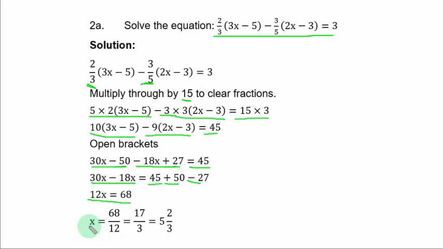To get s, divide both sides by 12, and you have s equal to 68 over 12. When you reduce by 4, you have 17 over 3. If you convert to mixed fraction, you have 5 whole number 2 over 3.